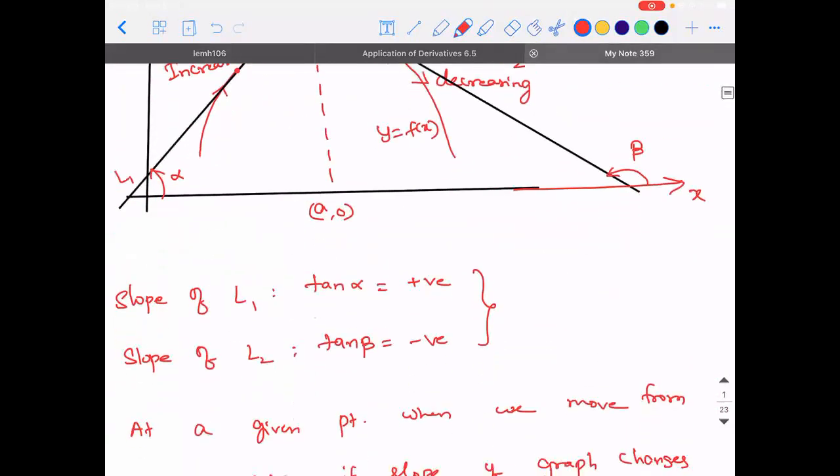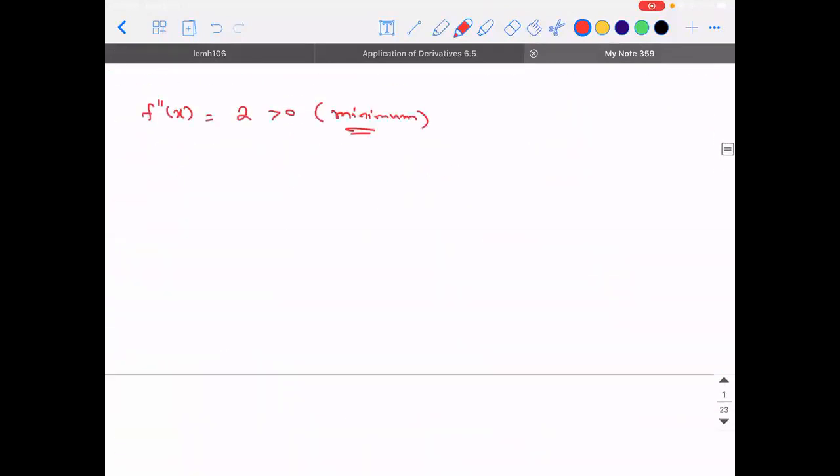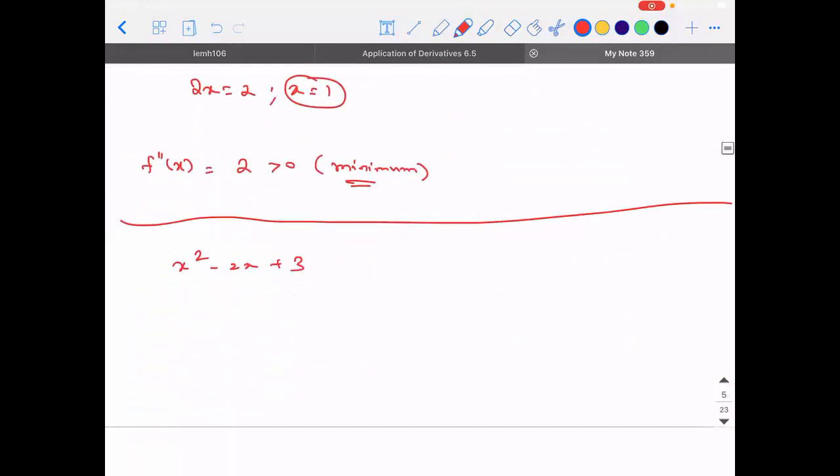So I gave you a function, no? The function x square minus 2x plus 3. So this is f of x. What did you do? You took f dash of x, no? That is 2x minus 2. After you find f dash of x, you equate it to 0.